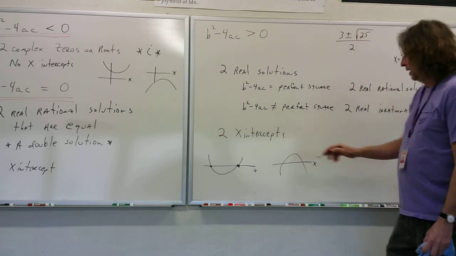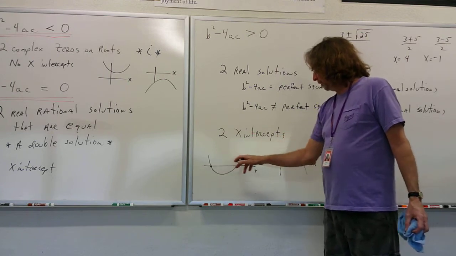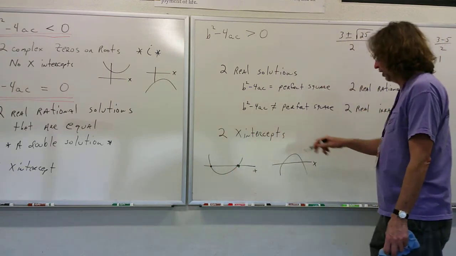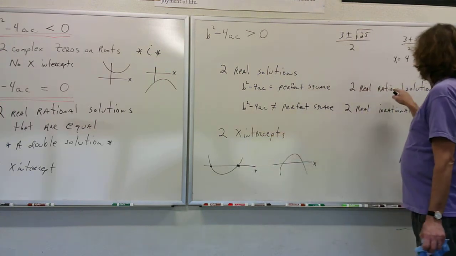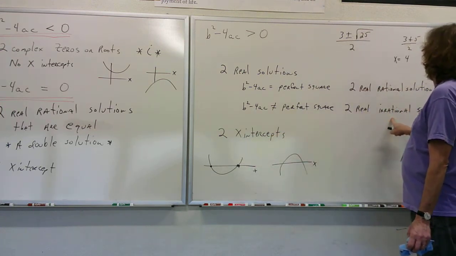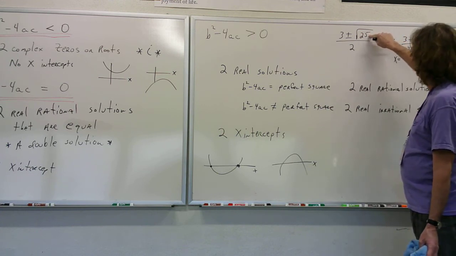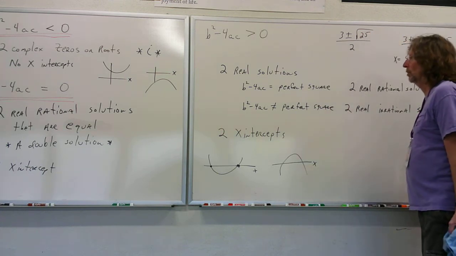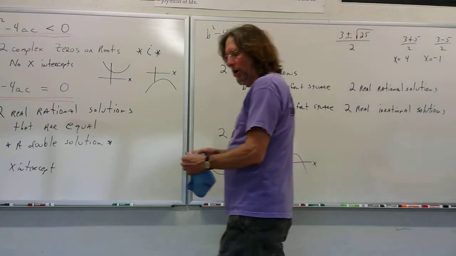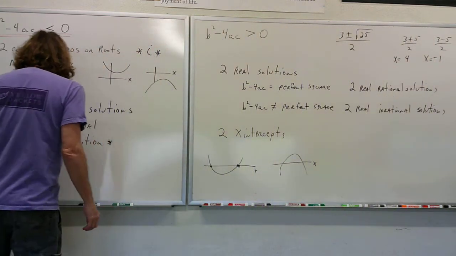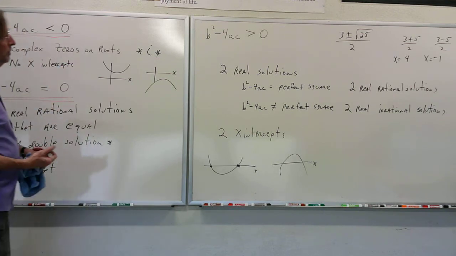Now, these could be real numbers right here, they're always going to be real numbers, but they could be rational or they could be irrational. In other words, you get the square root of 40, or you get the square root of 20, but you don't have a perfect square. And that covers all the cases of the discriminant, and adds a little bit of information over there.